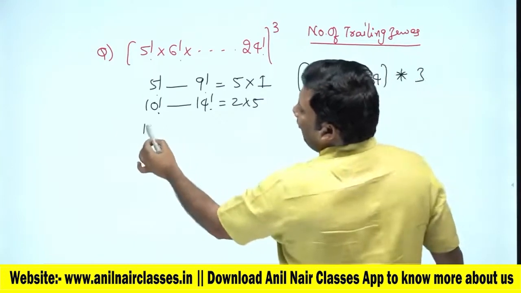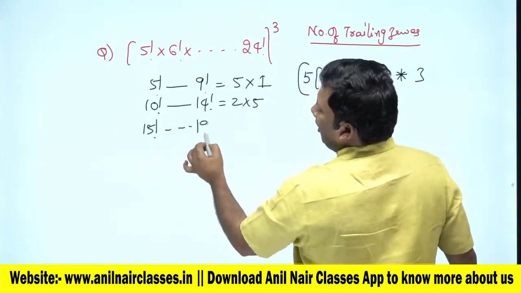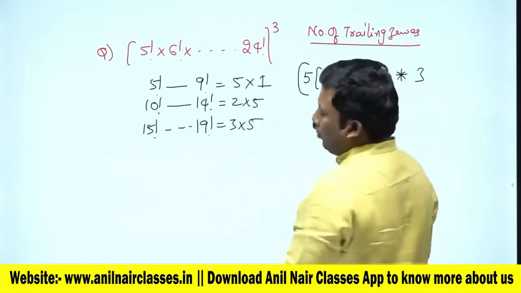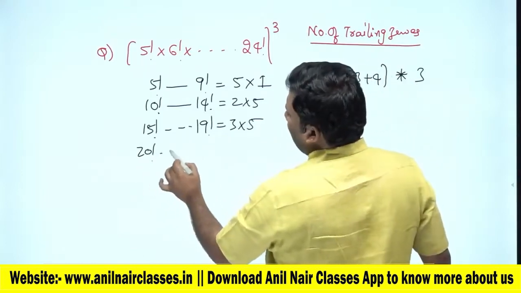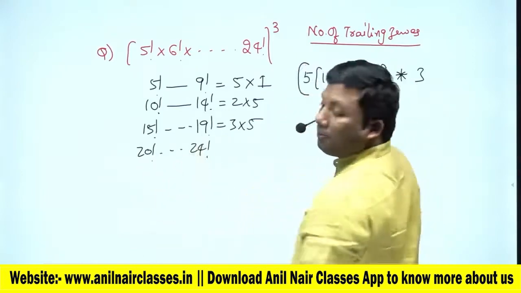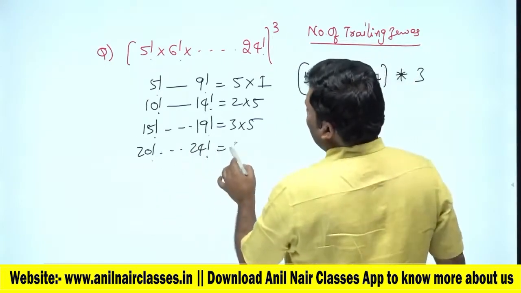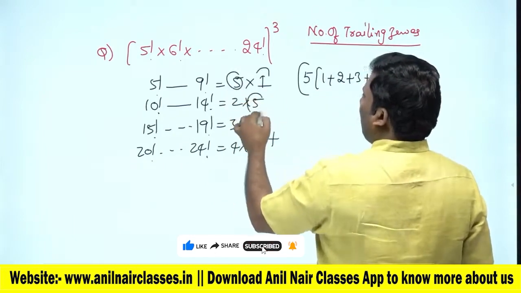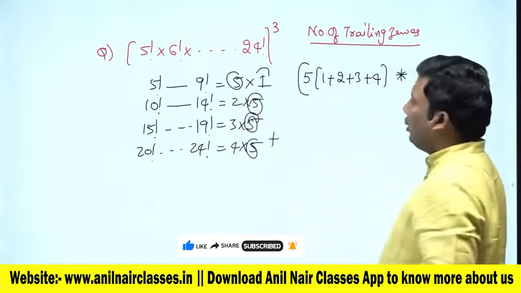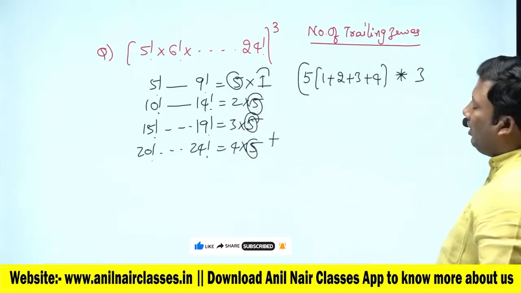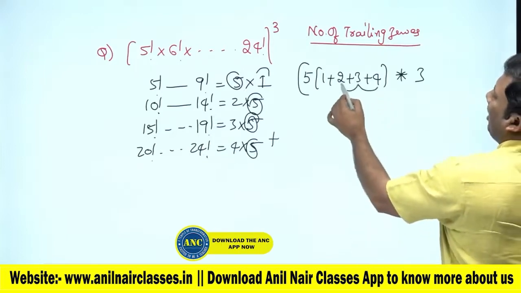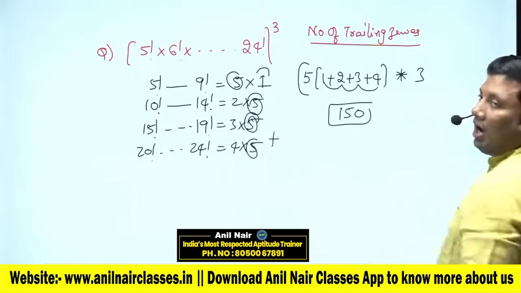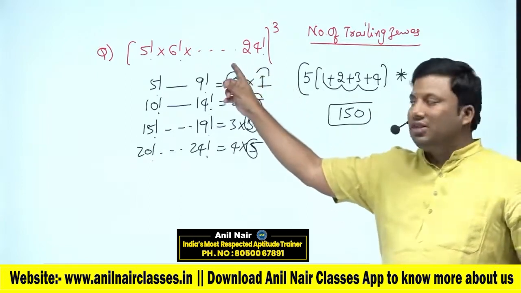Because 15 factorial till 19 factorial, 15 factorial contains 3 powers of 5, so 3 into 5. Next will be 20 factorial and so on up to 24 factorial, I will get 4 into 5. So if I add it, 5 common, 1 plus 2 plus 3 plus 4. A power m into a power n will become a power m plus n. 1 plus 2 plus 3 plus 4 is 10, 10 5s are 50, 50 3s are 150. How many trailing zeros will be there for this expansion?